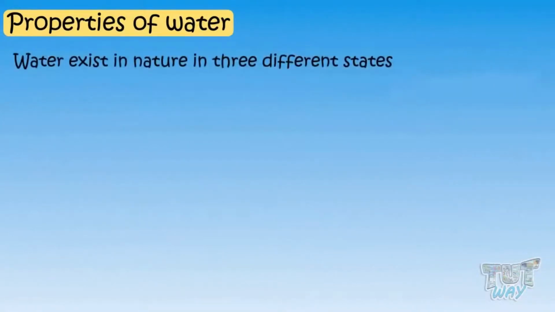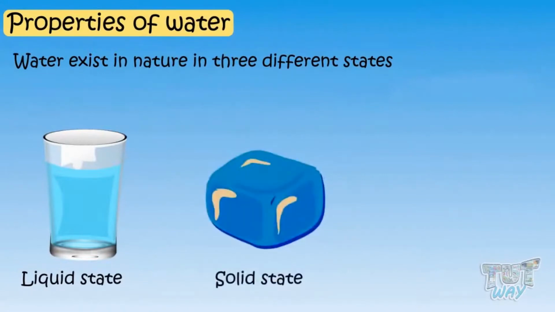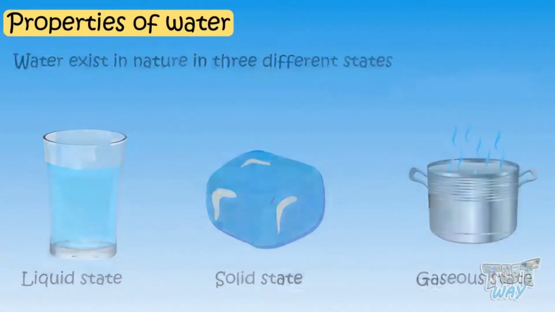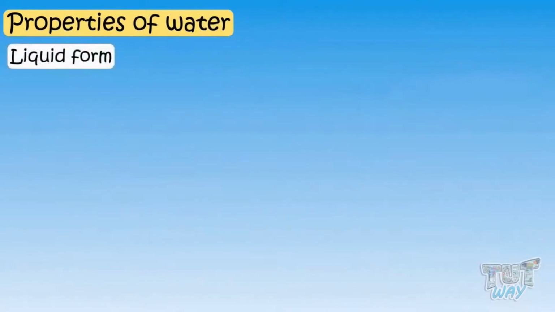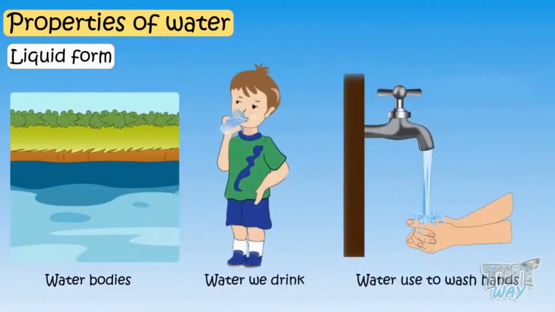Water exists in nature in 3 different states. It is liquid form, solid form, and gaseous form. Now let's learn it one by one. First of all, the liquid form of water. The water that we see in water bodies, the water that we drink, the water that we use, is all the liquid form of water.